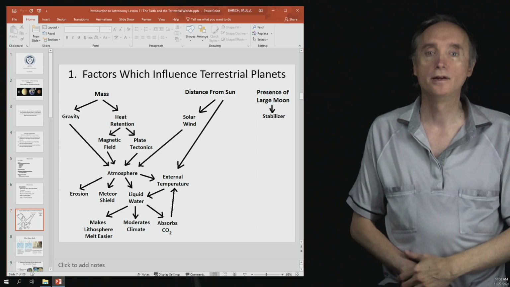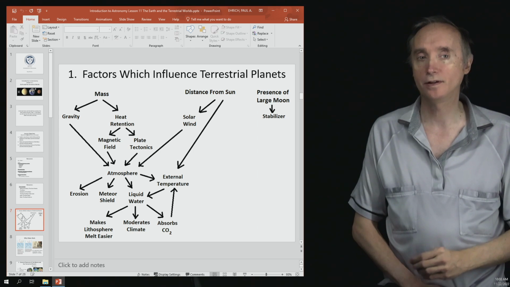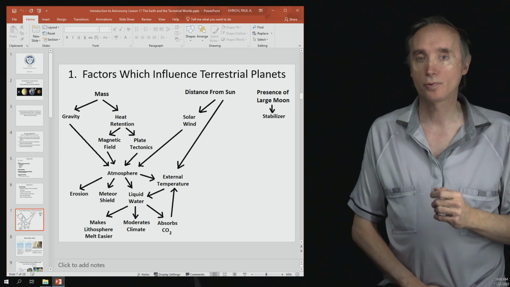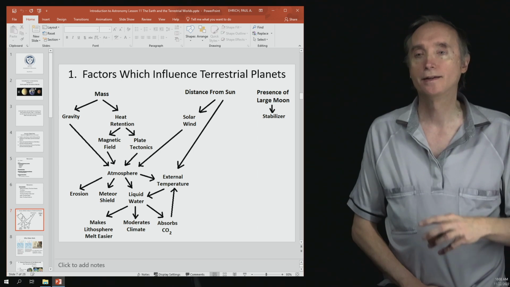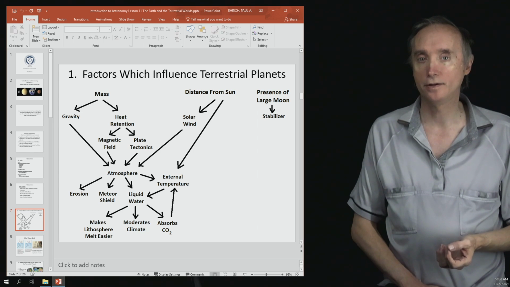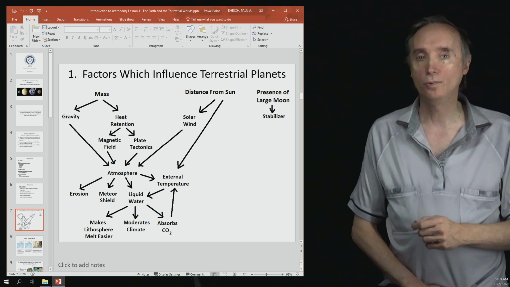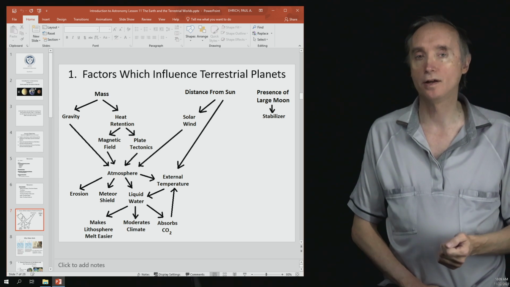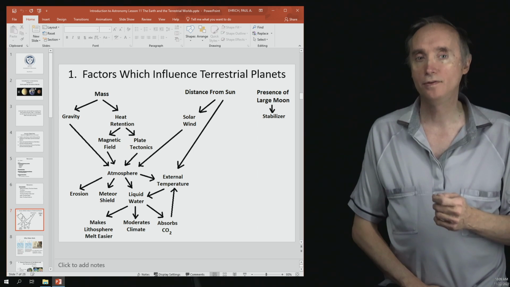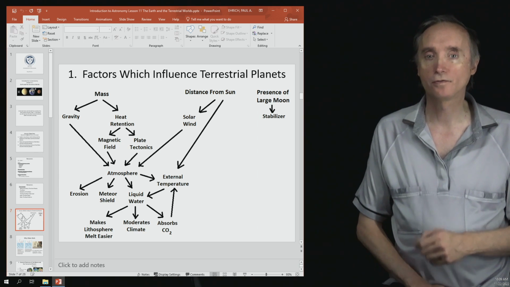So here we've got the factors that influence the terrestrial planets, and there's basically three. The primary control knobs that control the fate of a terrestrial planet are: what was the initial mass of that planet, what was the distance that the planet was from the sun, and did that planet have a large moon. So let's look at the first one.